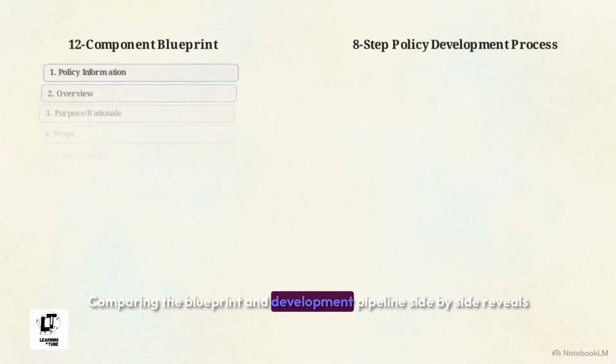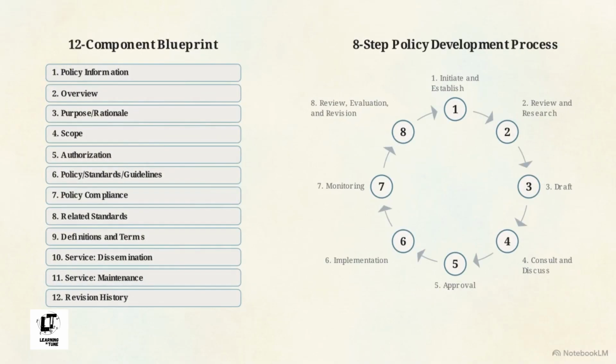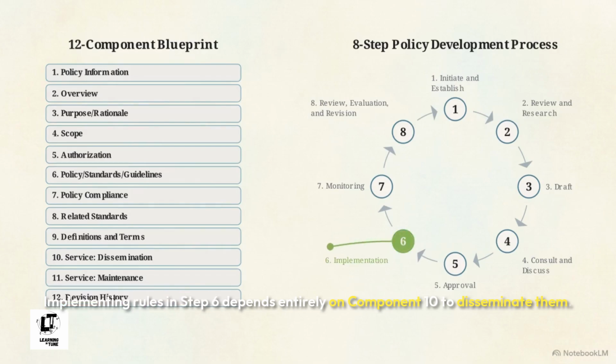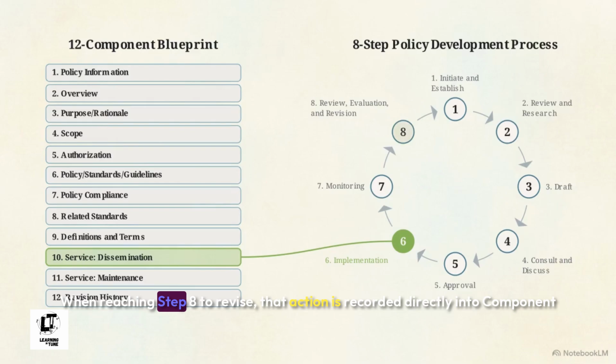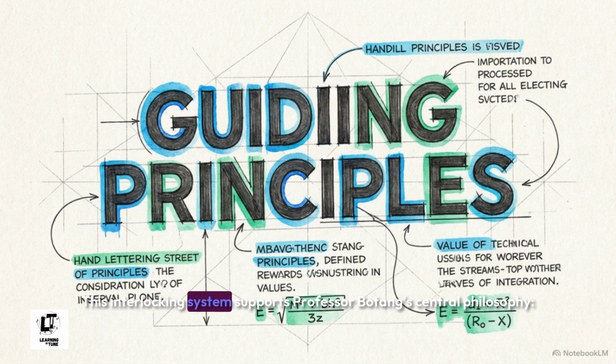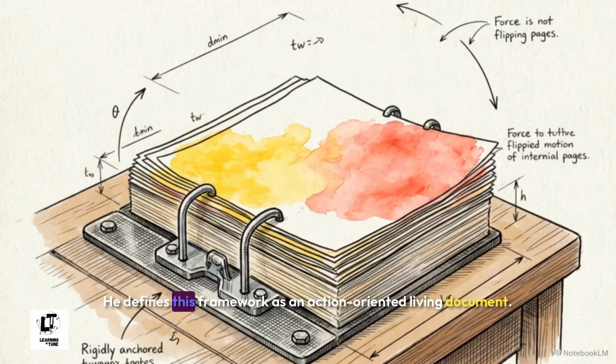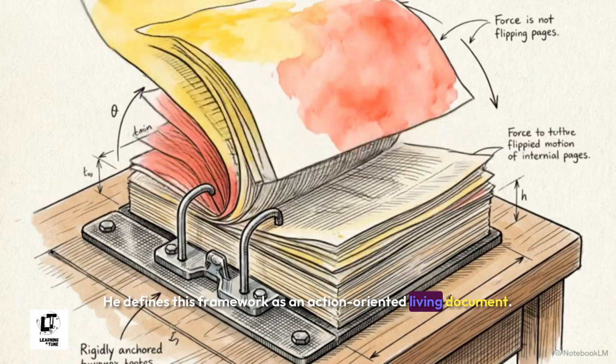Comparing the blueprint and development pipeline side by side reveals how deeply they intersect. Implementing rules in Step 6 depends entirely on Component 10 to disseminate them. When reaching Step 8 to revise, that action is recorded directly into Component 12's revision history. This interlocking system supports Professor Boateng's central philosophy: policies must be credible, implementable, enforceable, and sustainable. He defines this framework as an action-oriented living document.